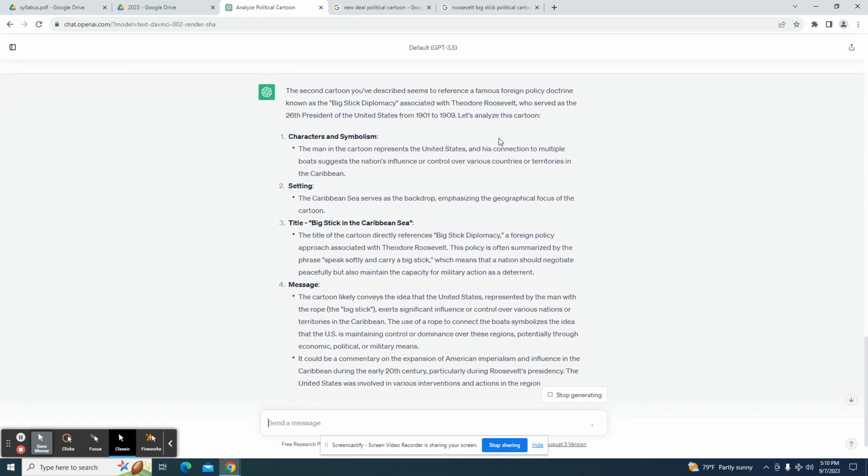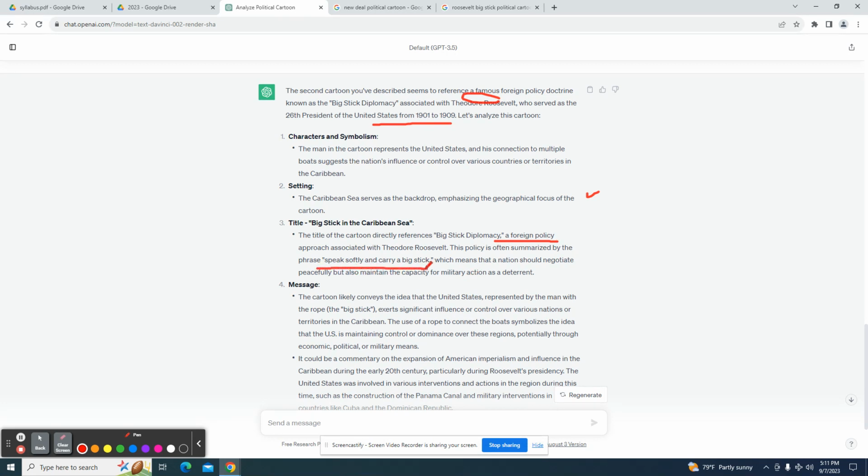It's identified the man as Roosevelt right here. It has the year. The man represents the United States, actually represents Roosevelt, as the focus of the cartoon. I would say this is accurate. Probably not too important though. This definitely was Roosevelt's foreign policy. This was, I guess, a summary, like a slogan to convey that.